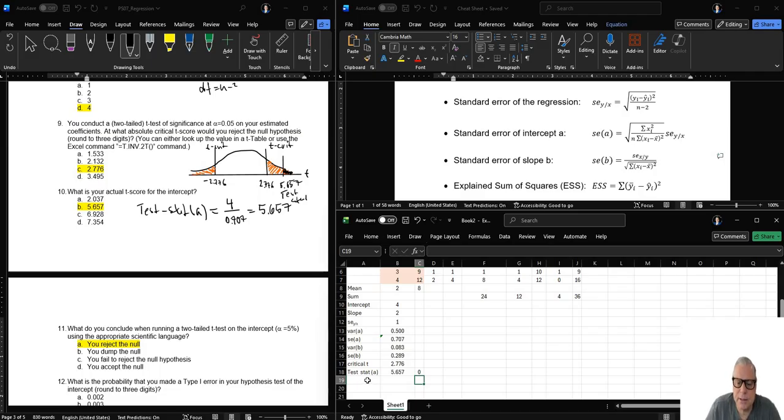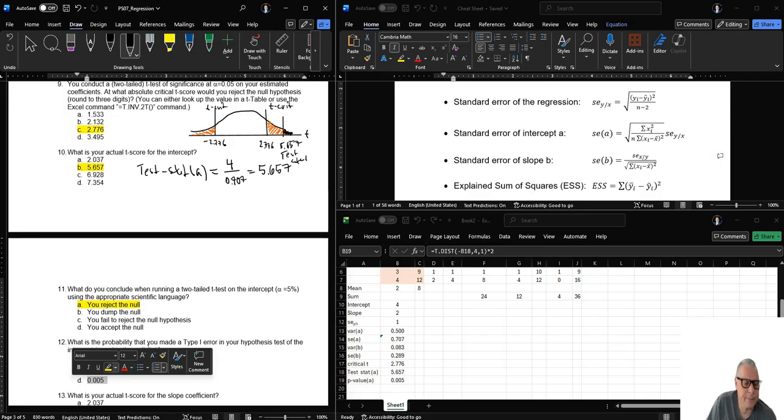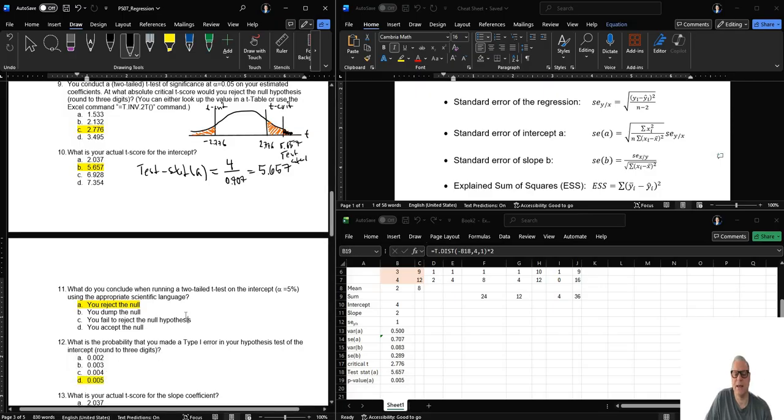So that means the p-value associated with A, which is the probability that we made a type 1 error, I actually cut that right into here, is 0.005. So that would be 0.5%. So that means it is highly significant. The probability that we made a type 1 error is very, very small.